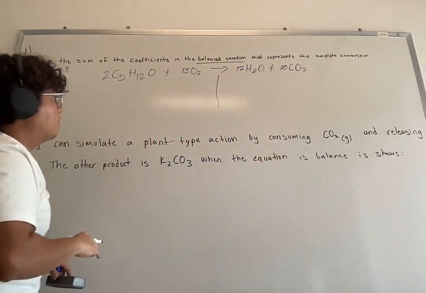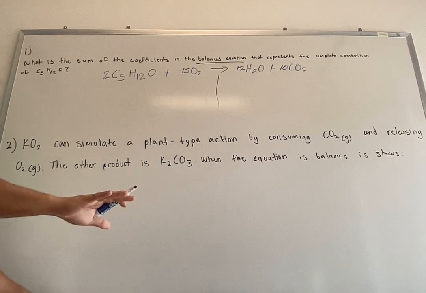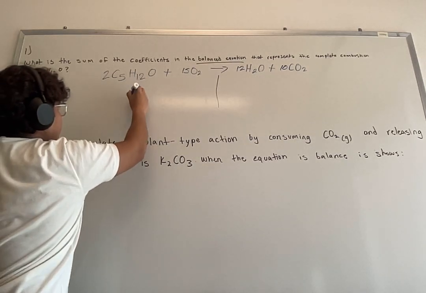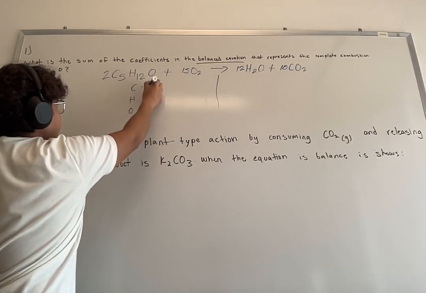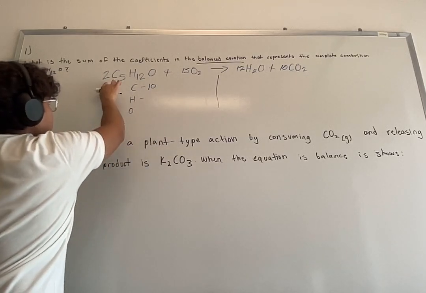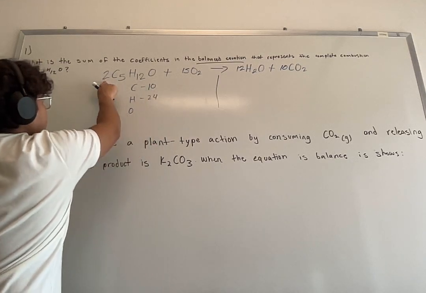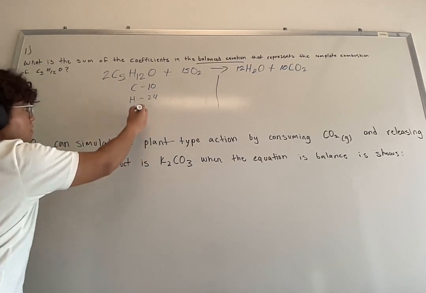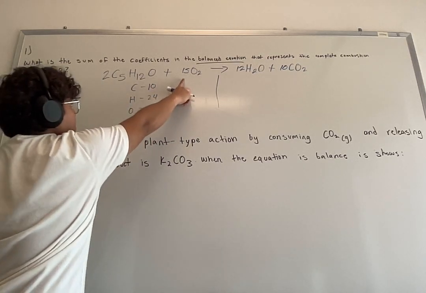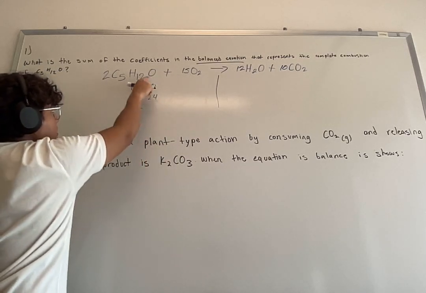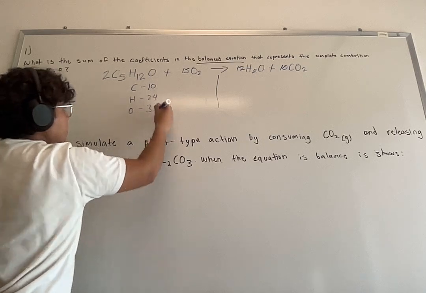There we go. And now we can count it out. Everything should be balanced out. So 2 times 5, carbon, hydrogen, oxygen. 2 times 5 is 10. 2 times 12, 24. And then 2 times 1 is 2. We got these guys over here. So 15 times 2 is 30. Plus the 2 from here, 32.